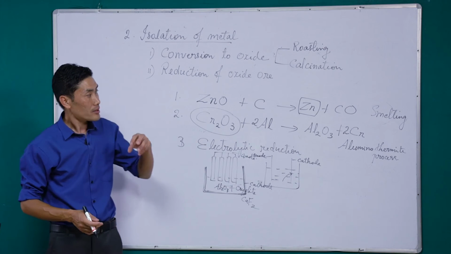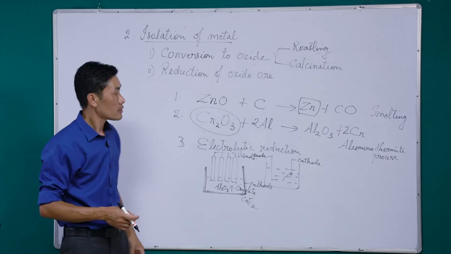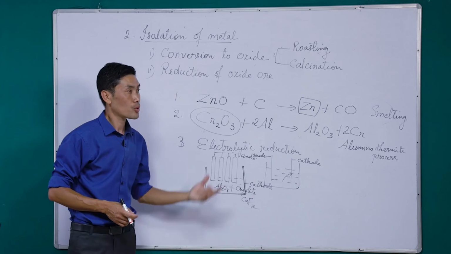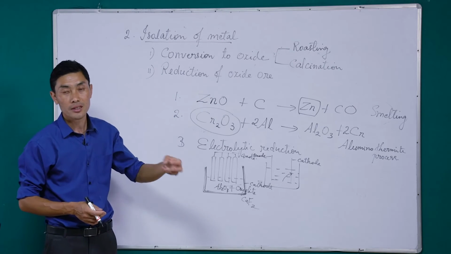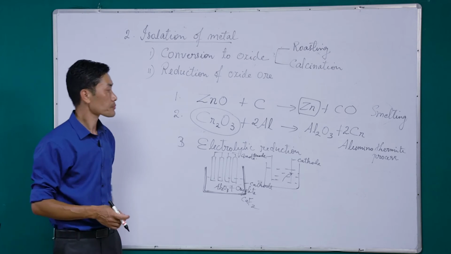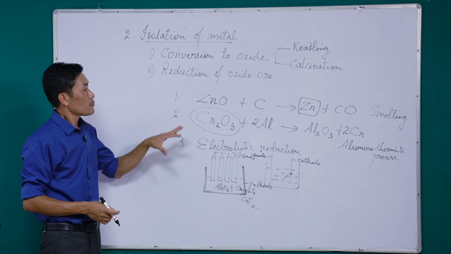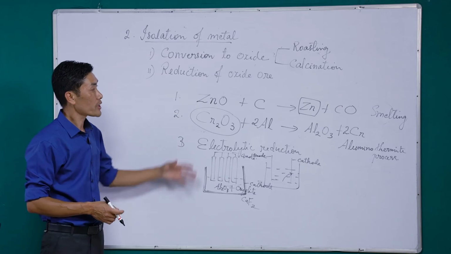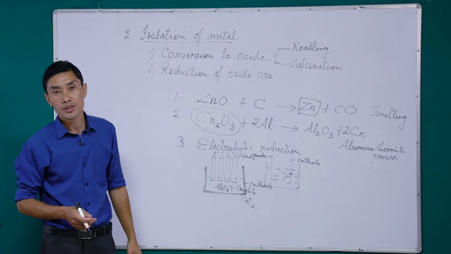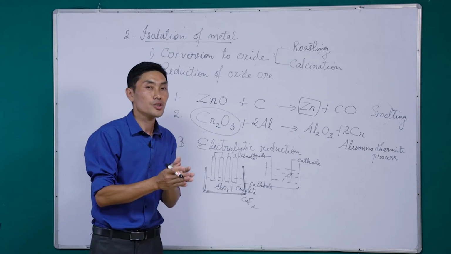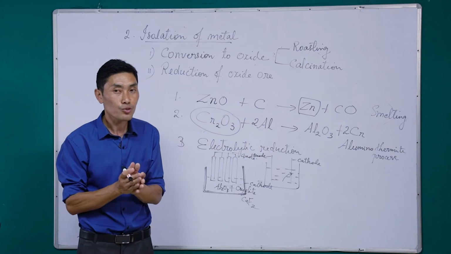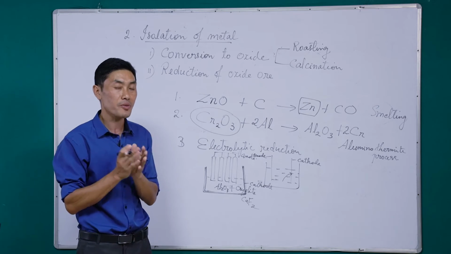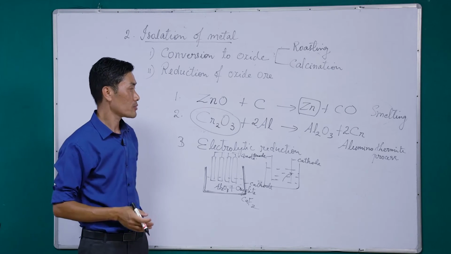So basing on the nature of the metal, we can use any of these methods for reducing the oxide to give the metal. But no matter what method we apply for obtaining the metal from its ore, the metal that is obtained is usually in its crude form. Crude form means it is not in the pure form. There are still some impurities mixed along with the metal.